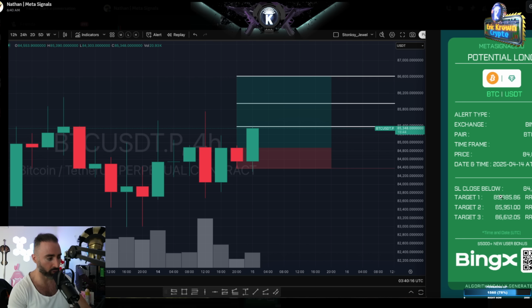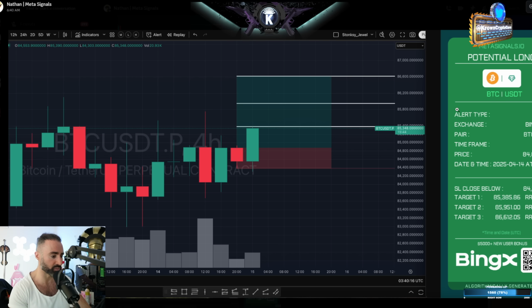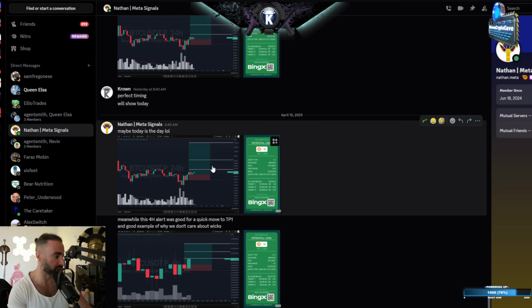Target number 1 has already been hit. Obviously, that's 85,003 or 400 essentially. Target number 2 is just below $86,000. That is around about a 50% probability. Target number 3, which is less than a 30% probability, is actually quite close to the 2-day time frame presumed target based off of that divergence, which is 86,600. These, however, are all secondary to the daily one here.